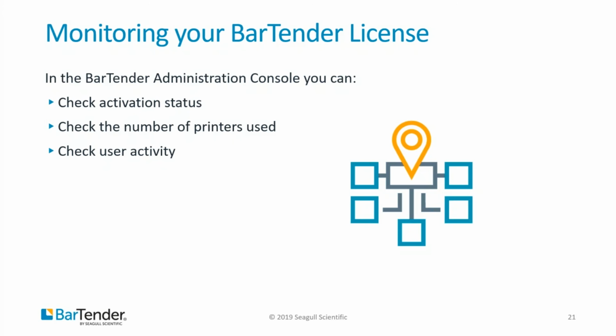To get there, the easy way, and how I usually do it, is if you click in BarTender Designer on Tools, you'll see the Administration Console option there. So Tools, Admin Console. The other way, if you don't have BarTender Designer open, is you go to your Start menu, All Programs, BarTender, and then your Administration Console.